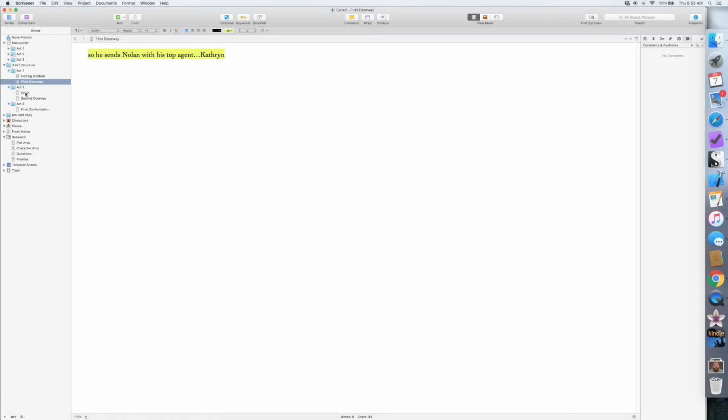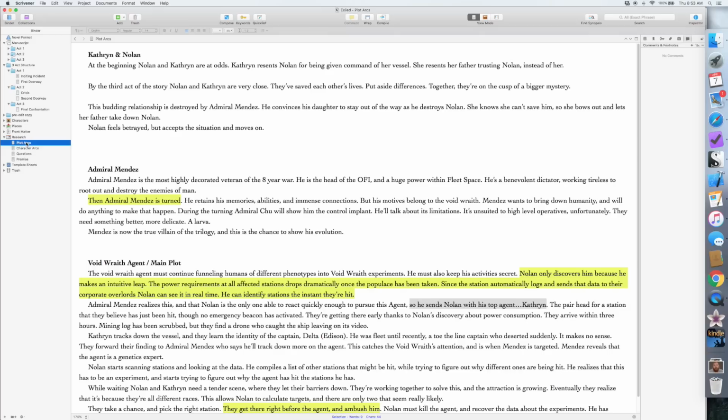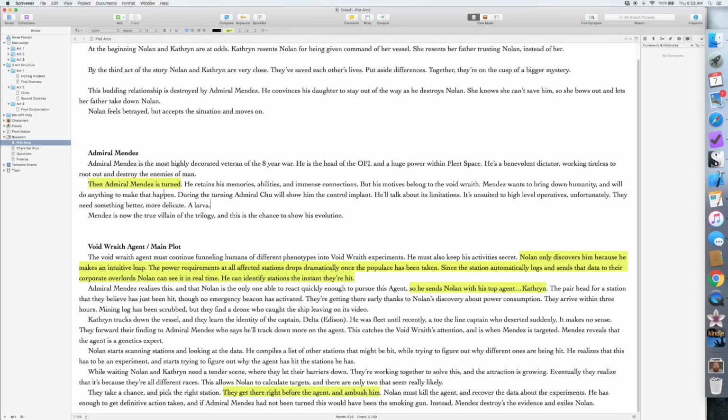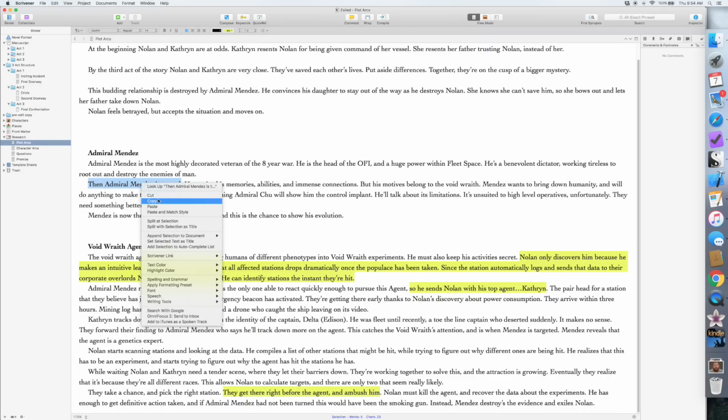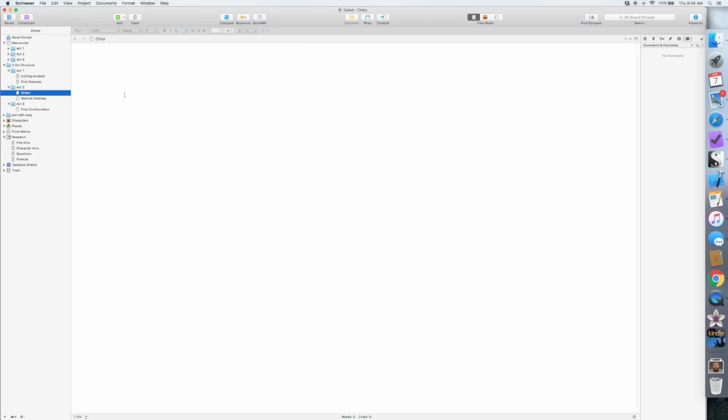Now we need our crisis. When are things going to look the darkest, the worst that they can possibly look in this plot for Nolan and Catherine? And that's going to be, even though they don't know it, the reader will, when Admiral Mendez is turned. This is a huge, huge blow. You're taking your staunchest ally and he's now becoming your worst enemy. So we've got our huge crisis, and we're going to need to build up to this in the plot. Bam, crisis is defined.